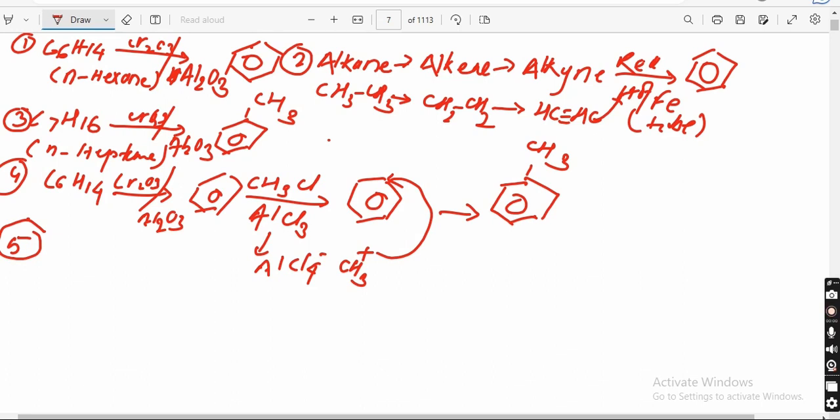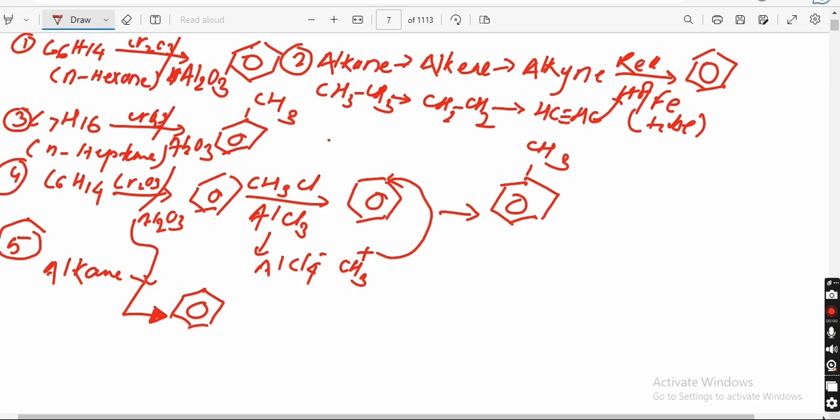So now, how to convert benzene to phenol, right? How to convert this alkane to phenol? So what will you do? First of all, I'll react this alkane with all these same reagents to convert this into benzene, right?